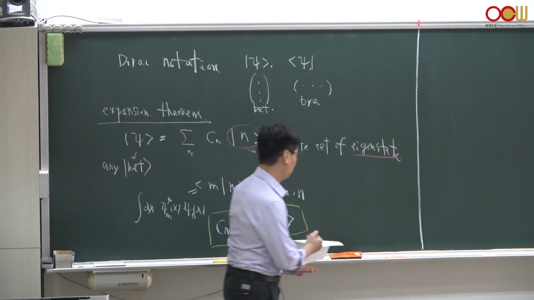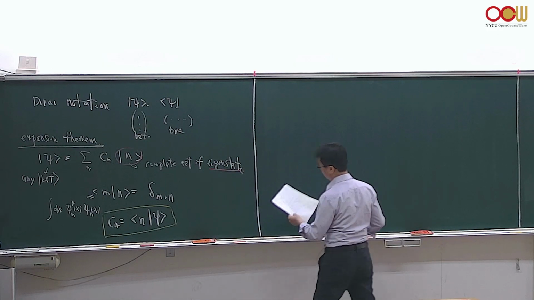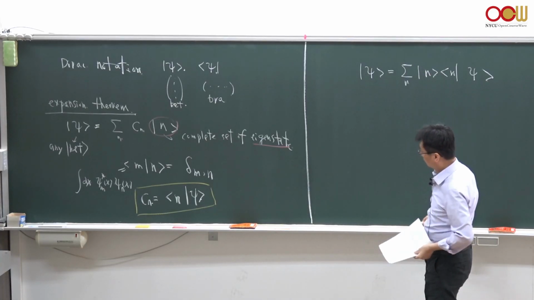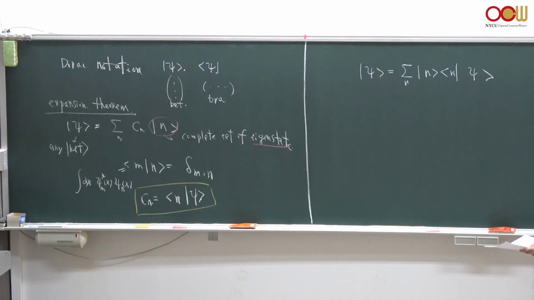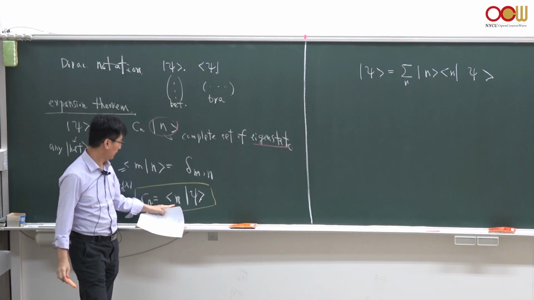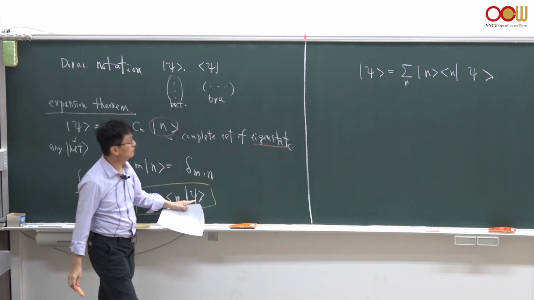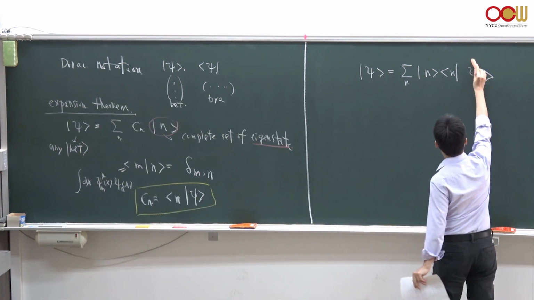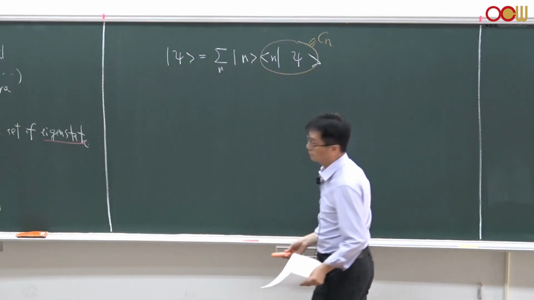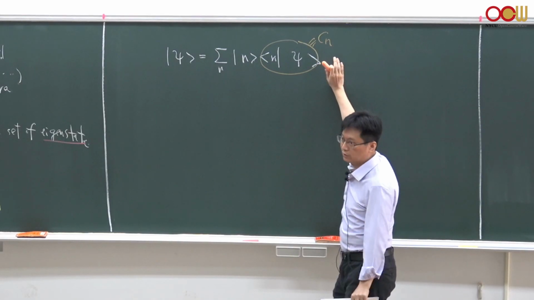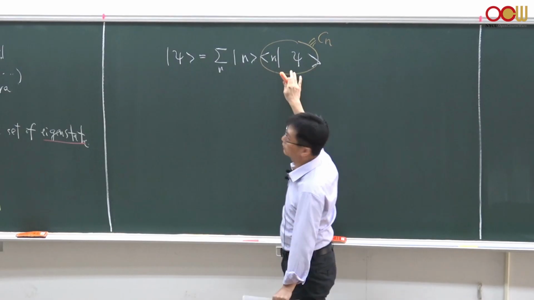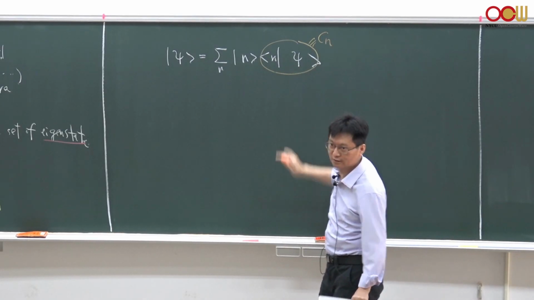So let's just plug this coefficient back into the expansion. Now you see the power of Dirac notation. So the Cn is an inner product between the bra state n and the ket state psi. Since this Cn is just a number, I can move this number around. I can put it here or here, but I decided to put it here.